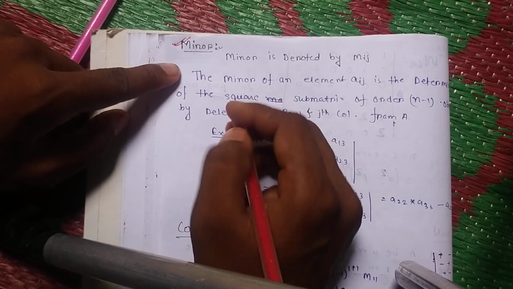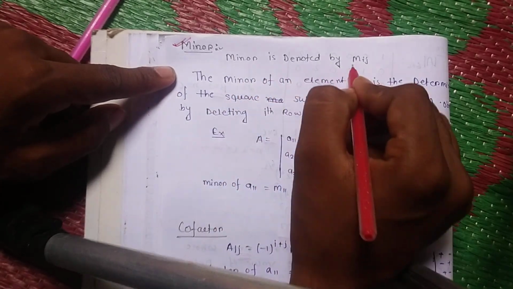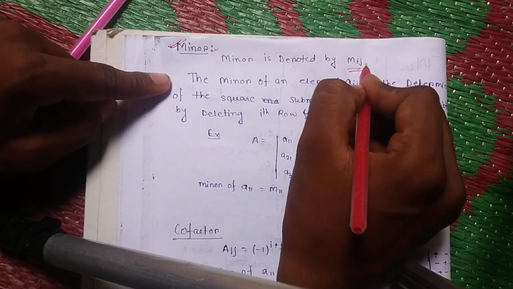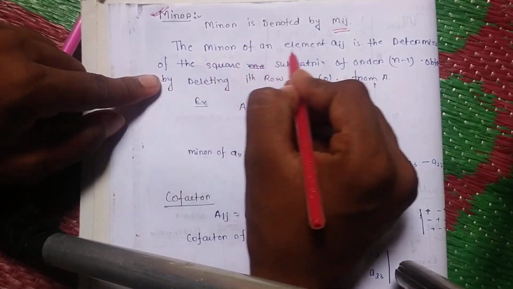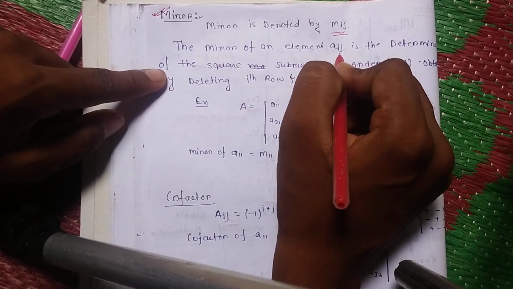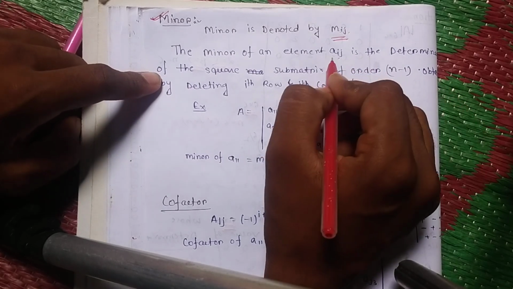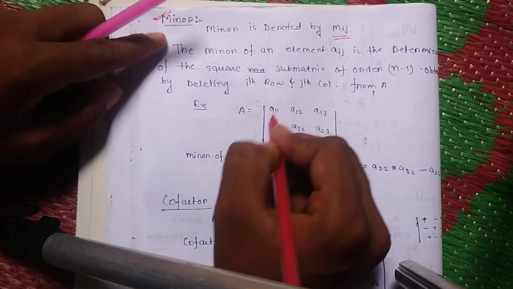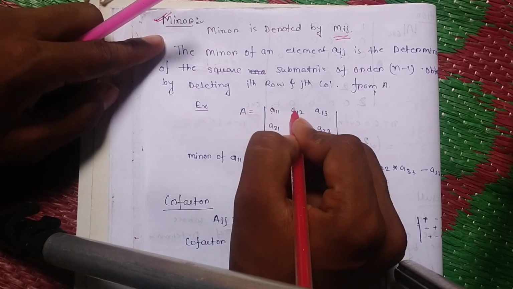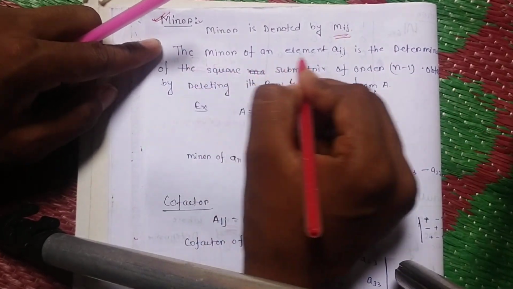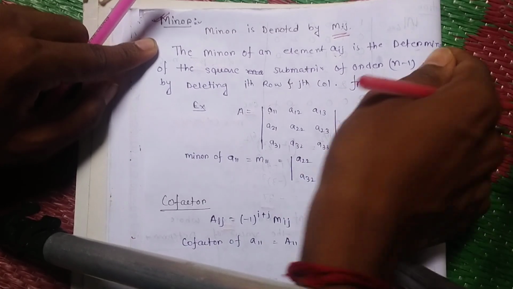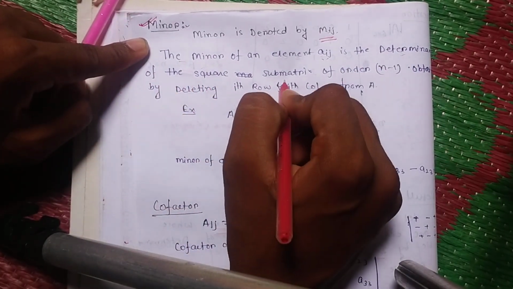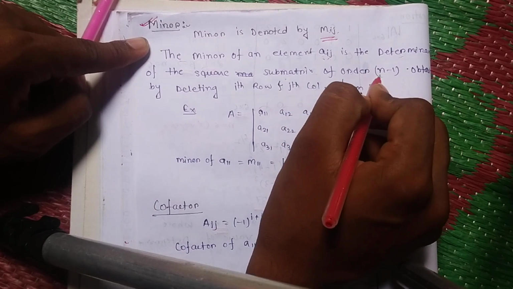Minor is denoted by Mij, where i is the number of the row and j is the number of the column. The minor of an element aij, means the minor of this element, is the determinant. Minor is a determinant, a value of the square submatrix of order n minus 1.